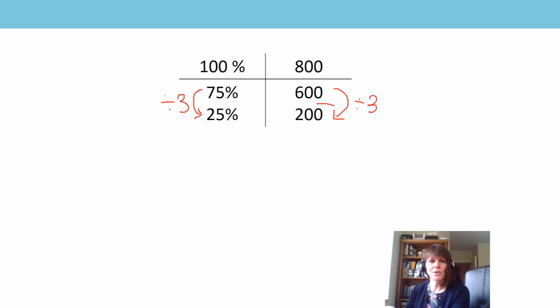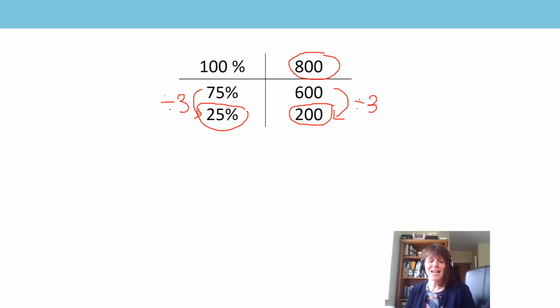And then how did you go from the 200 to work out the 800? I just multiplied 200 by 4 because I knew that 25% represented 1/4. You could go back and look at the bar model to see that. And 200 multiplied by 4 equals 800.